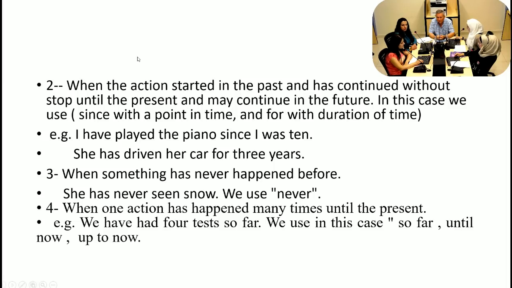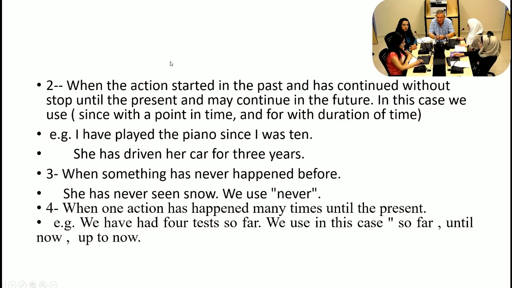3, when something has never happened before. Example, she has never seen snow. We use never. 4, when one action has happened many times until the present. Example, we have had 4 tests so far. We use in this case so far, until now, up to now.